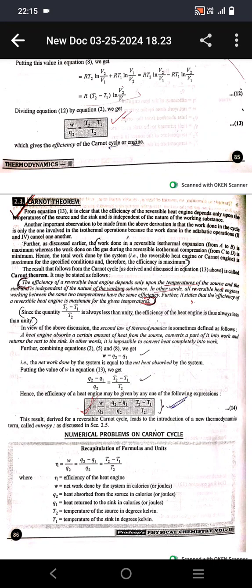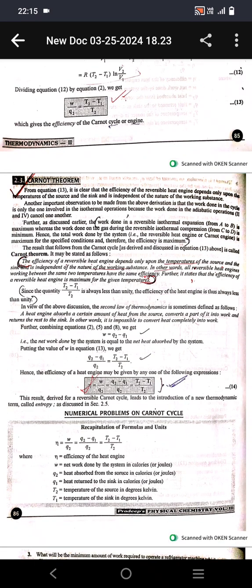Another important observation to be made from the above derivation is that the work done in the cycle is only the one involved in the isothermal operations, because the work done in adiabatic operations cancel one another. Further, as discussed earlier, the work done in a reversible isothermal expansion is a maximum, whereas the work done on the gas during the reversible isothermal compression is minimum. Hence, the total work done by the system is maximum for the specified condition, and therefore the efficiency is maximum.